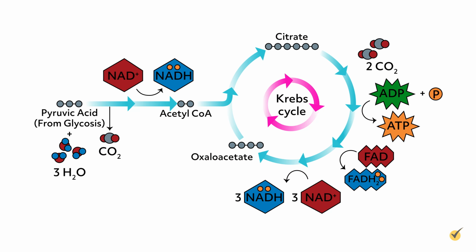A pre-existing molecule, oxaloacetate, reacts with acetyl-CoA to form citrate, also known as citric acid. Through a series of redox reactions, carbon dioxide is produced along with NADH and FADH2. Oxaloacetate is regenerated so that the cycle can begin again for our second molecule of acetyl-CoA. FADH2 and NADH are high-energy electron carriers that will donate their electrons during the electron transport chain to generate ATP.